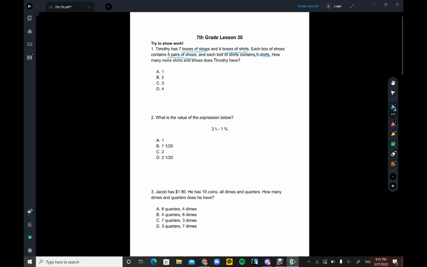So he says he has 7 boxes of shoes, and each box has 5 pairs of shoes. So if you have 7 boxes and each box has 5 pairs of shoes, then that would be 7 times 5. And when you do 7 times 5 is 35, so in total, Timothy would have 35 pairs of shoes.